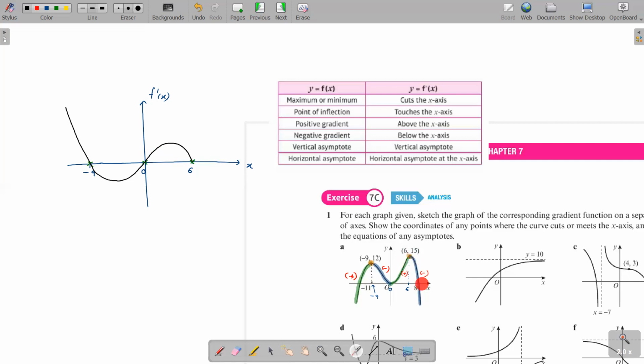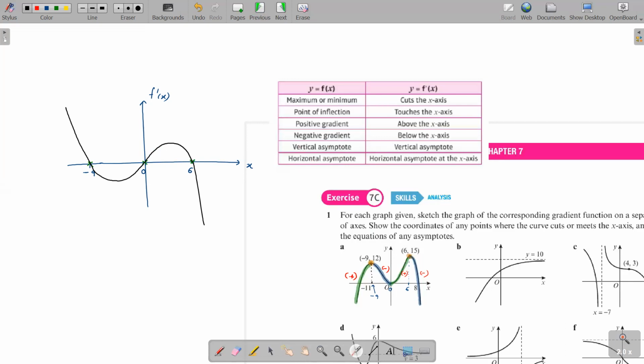You can see after 6, you have the blue color part of the graph, which means what gradient? Negative gradient. Negative gradient means your graph is below the x-axis, which means should I turn this and go up, or should I just continue down? Continue down. So this is the gradient graph. And are there any vertical or horizontal asymptotes? No, so I don't need to be bothered with that. So basically, this is my gradient graph.